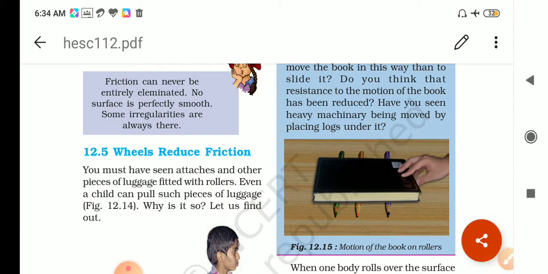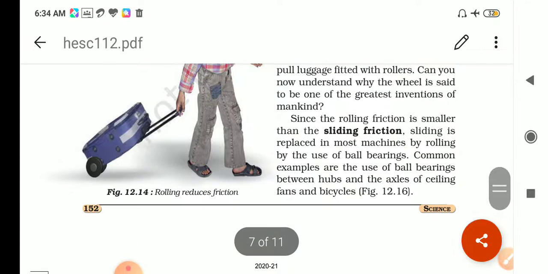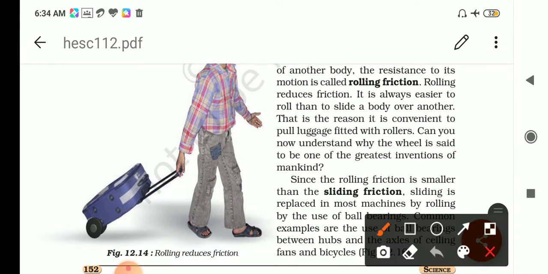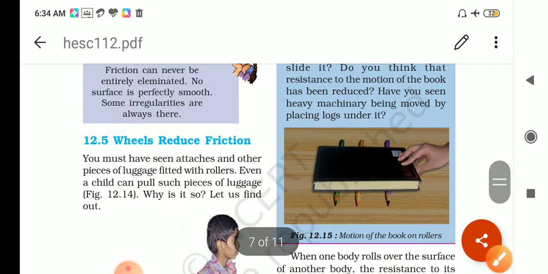Then I was telling you about reducing friction. First was the lubricant and the second is wheels to reduce the friction. You must have seen attaché and other pieces of luggage fitted with rollers. Even a child can pull such pieces of luggage. Why is it so? Let's find out. See in this picture, the weight of the luggage is too much, but even this boy can easily pull it.